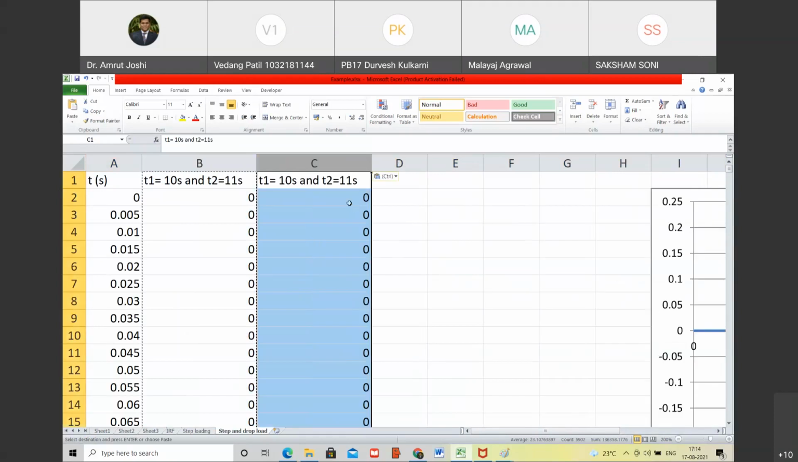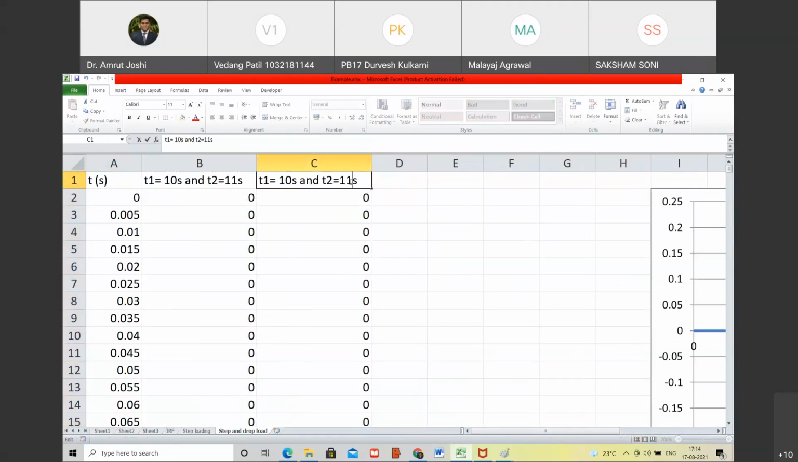Now we are going to deal with the second case, and I am going to show you how the graph looks like for the second case. What is the second case? T1 is 10 seconds and T2 is 15 seconds. Do you agree with me? Yes, sir.